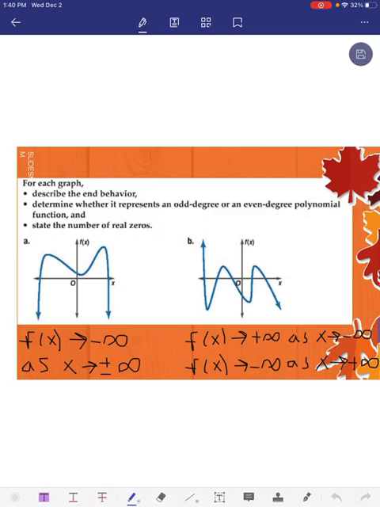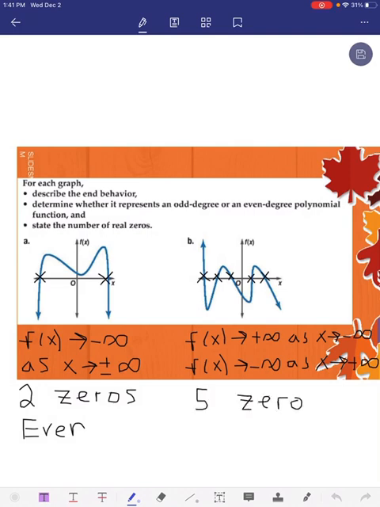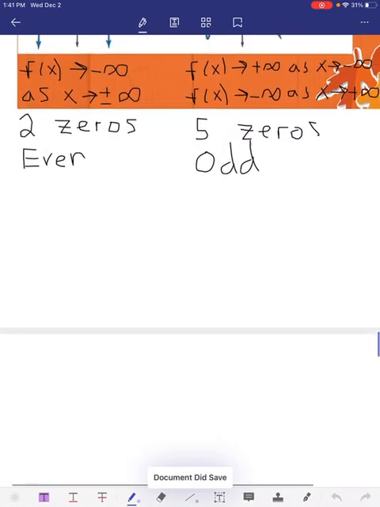Now on our left-hand one, let's count our number of zeros. I have 1, 2 zeros. And notice that our ends are pointing the same direction, so I know that this has to be an even function. On our next one, we have 1, 2, 3, 4, 5 zeros. And our ends are pointing opposite directions, so we know that it has to be odd.